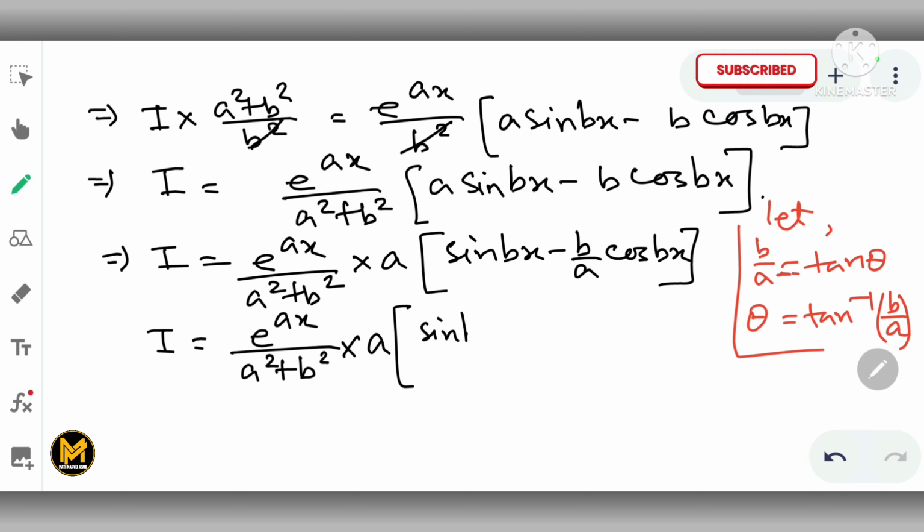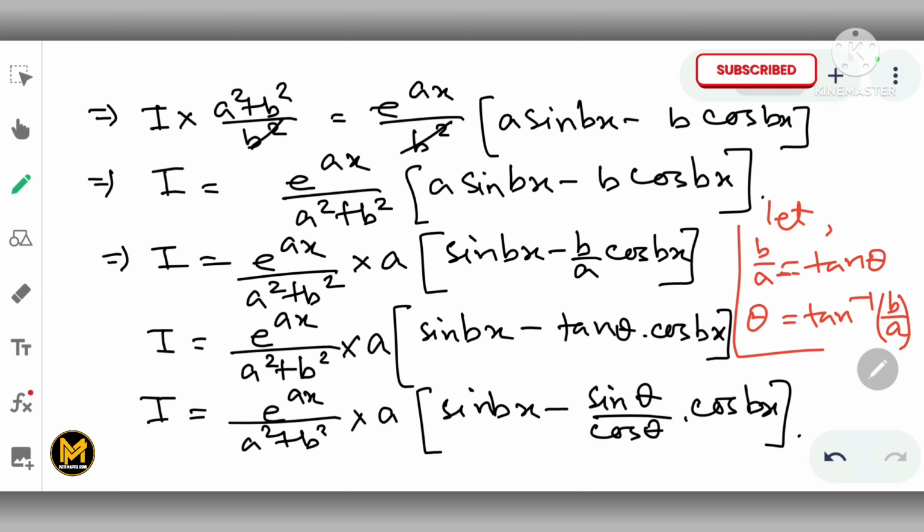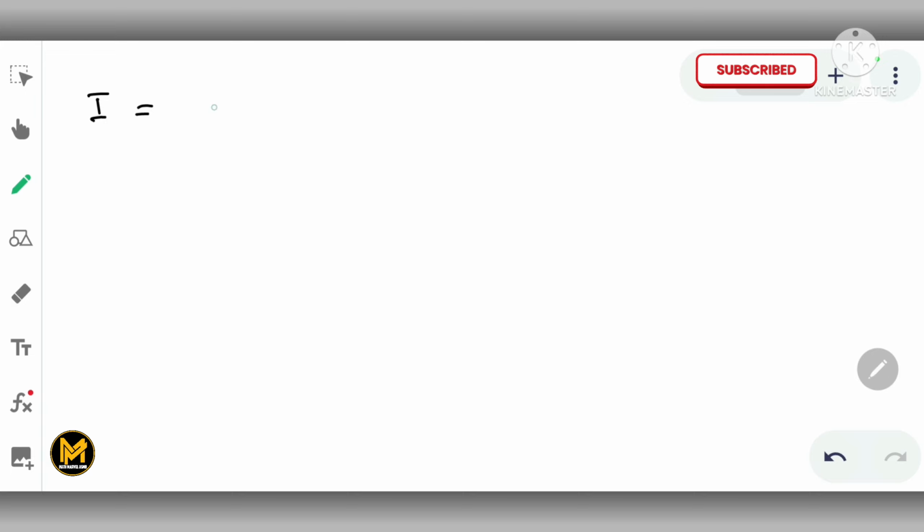Now it is sin bx minus b by a is equal to tan theta into cos bx, bracket close. Now I is equal to e to the power ax divided by a square plus b square, into a. Now tan theta can be written as sin theta divided by cos theta into cos bx. So thus we will get I is equal to e to the power ax divided by a square plus b square, into a.